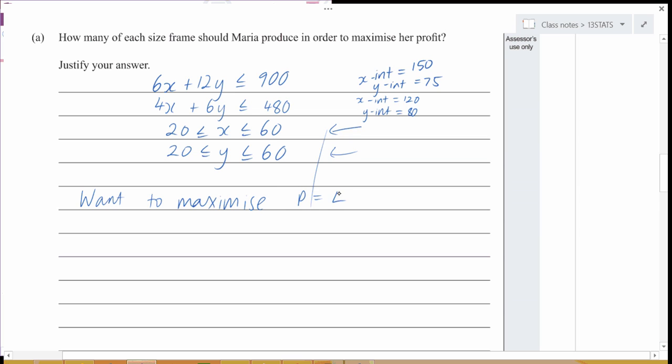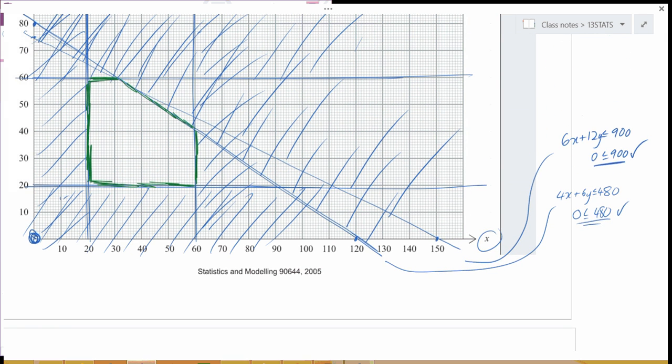P equals 4x plus, no, it was 6x, wasn't it? 6x plus 10y. And to do that we need to look at each of these points, so colour them in with a different colour. So every vertex we want to look at. Okay, now some of these vertices are trivial, like this one down here. I'll label them A, B, C, D, E. Okay, so A is trivial, that's just going to be 20, 20.